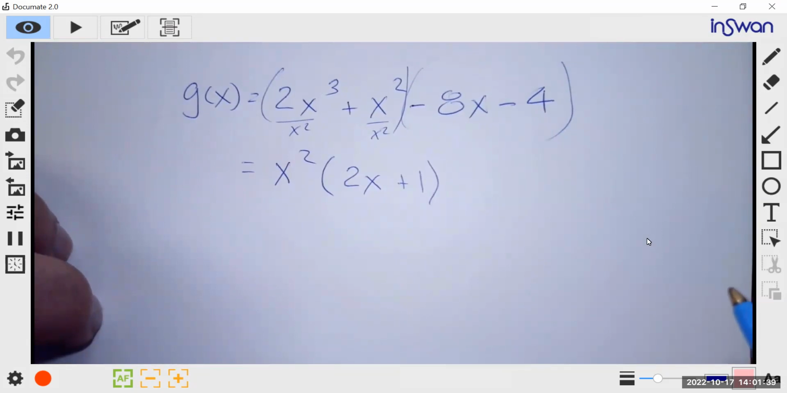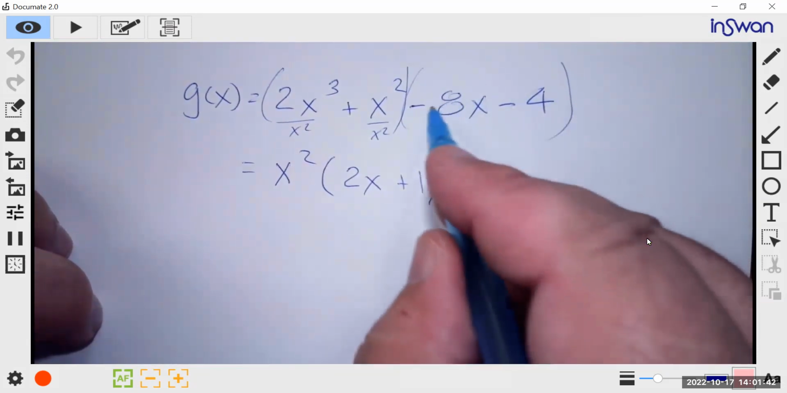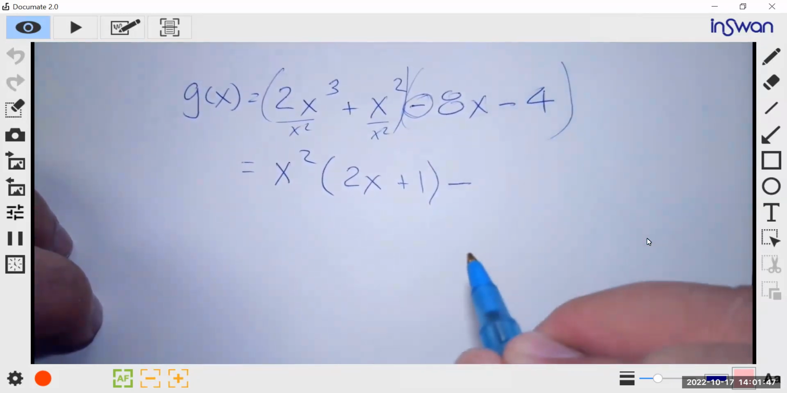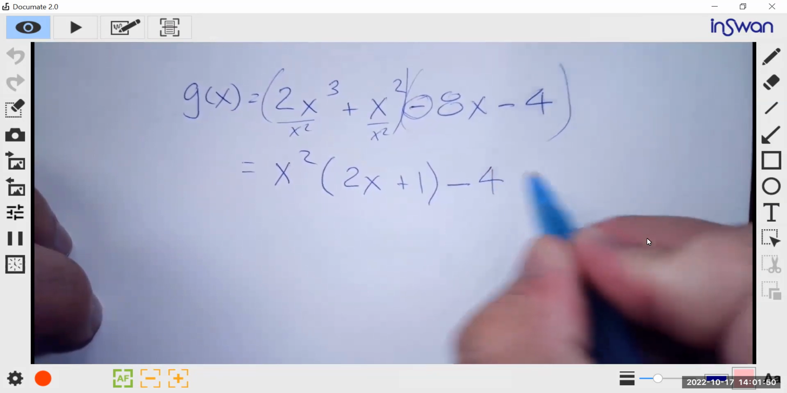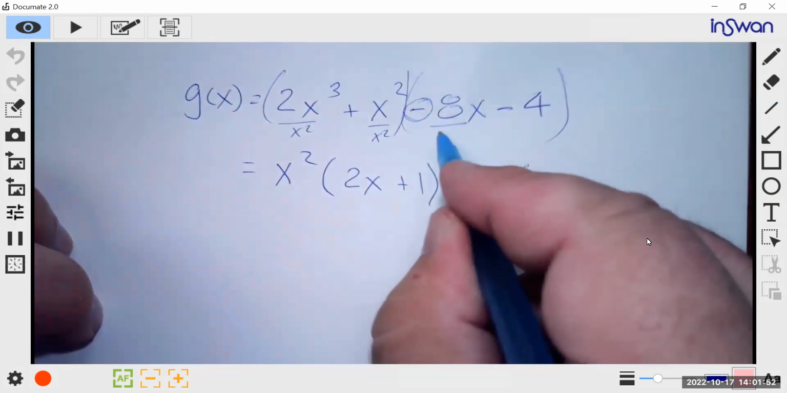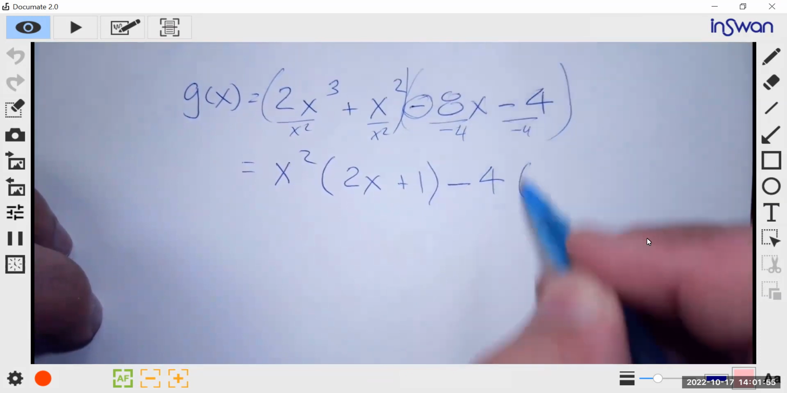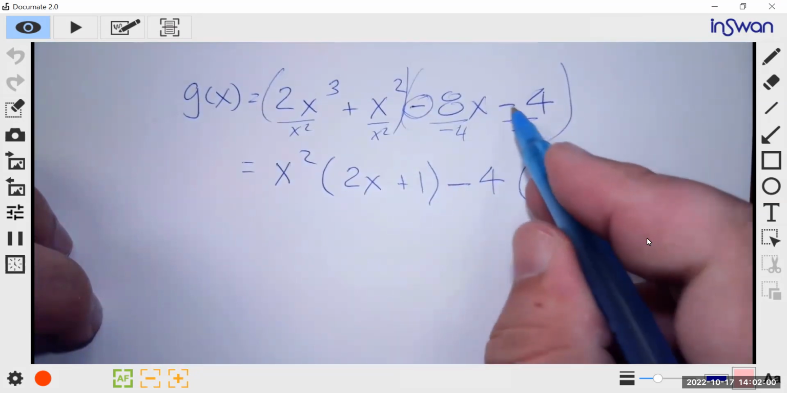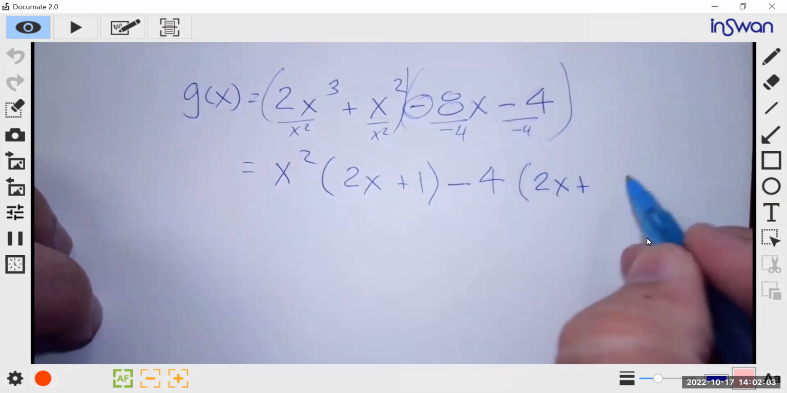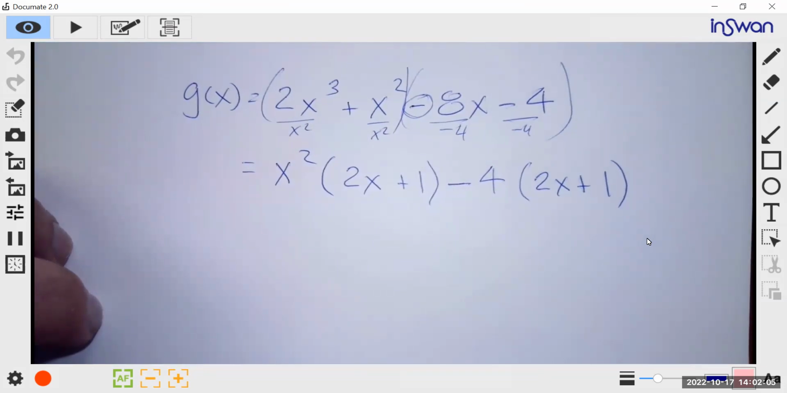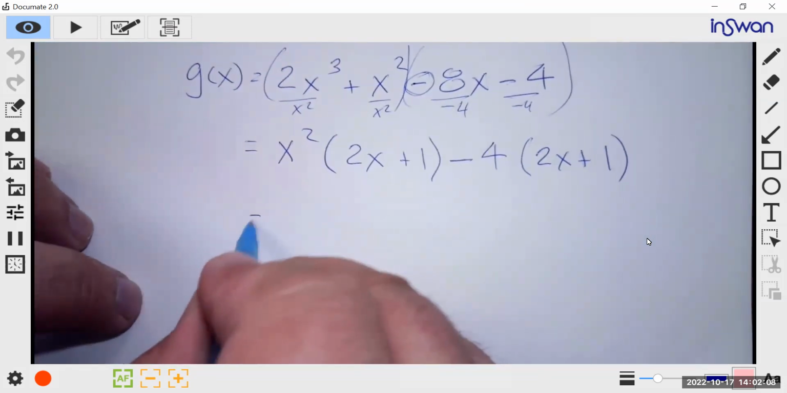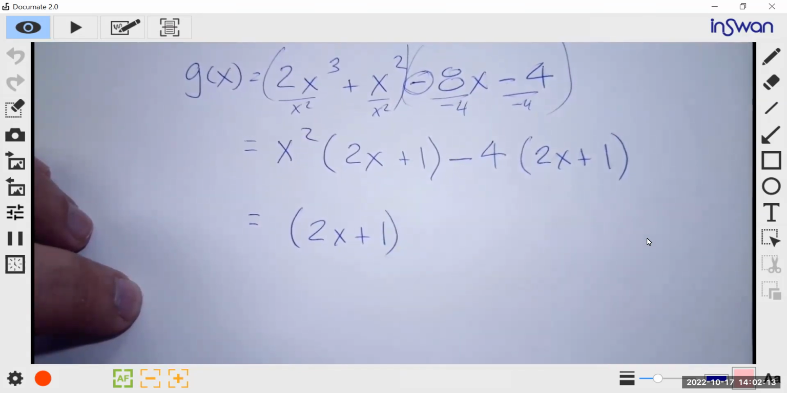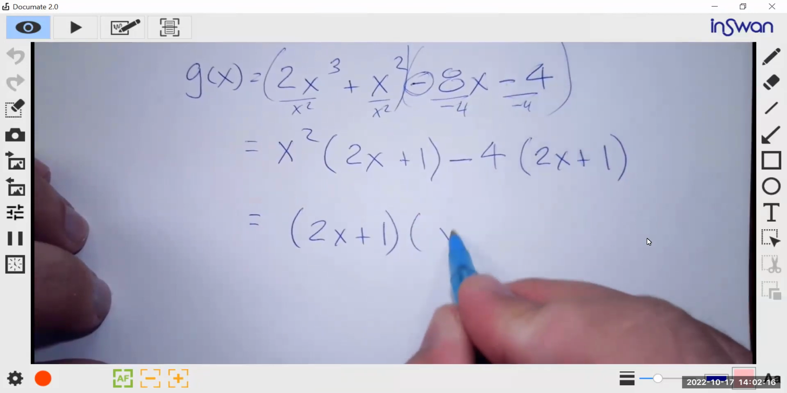What can you factor out of the second one? If there's a negative here, you have to factor out a negative. And they both have a 4. So if we divide both of these by -4, that's positive. 8 divided by 4 is 2x. Negative and negative is a positive. 4 divided by 4 is 1. Whatever's inside the parentheses, and then the coefficients.